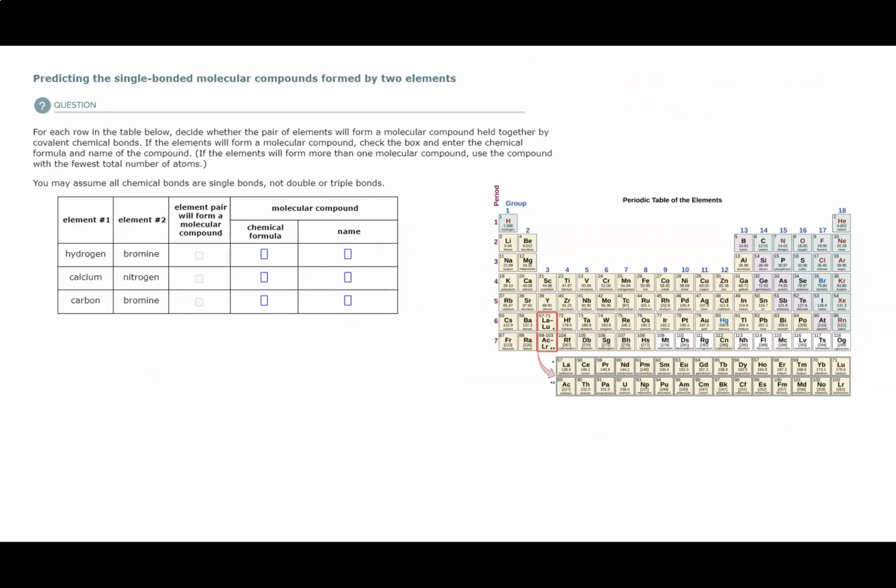Okay, so in this problem, we're asked to predict the single bonded molecular compound formed by 2 elements. So it's all going to be about looking at the Lewis dot diagrams of the elements and deciding how they're going to combine. We've got hydrogen over here in group 1A, so it has 1 dot. And then we've got bromine over here in group 7A, so it has 7 dots. And how I like to organize the dots is so that the unpaired dot is facing the other atom. So bromine with its 7 dots there, it's got 1 unpaired.